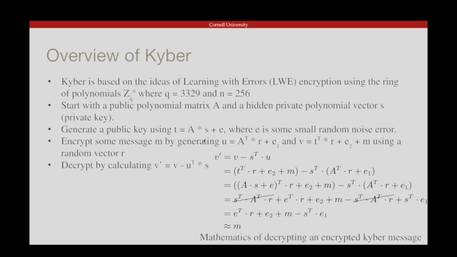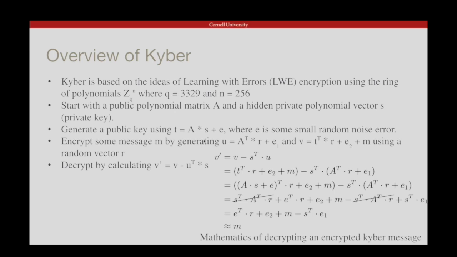The public key T is then generated by performing A times S plus E for some small error term E. Recovering S from T is computationally hard due to the error term as well as the math being performed over a finite ring with modular reduction.